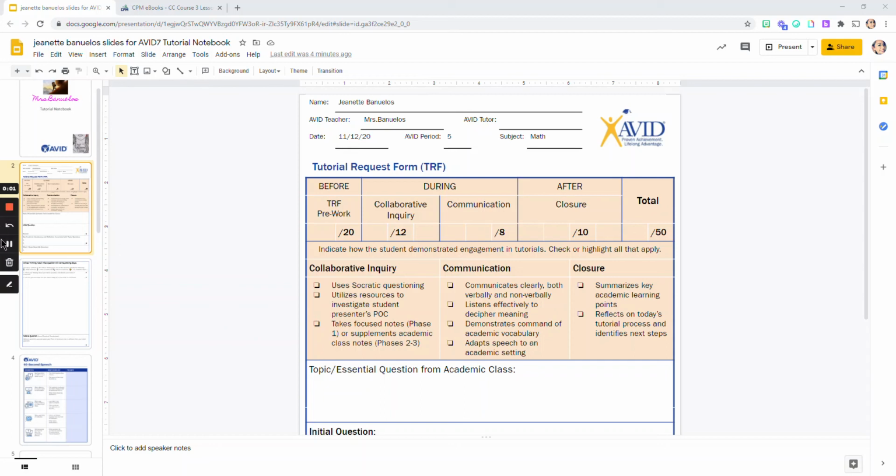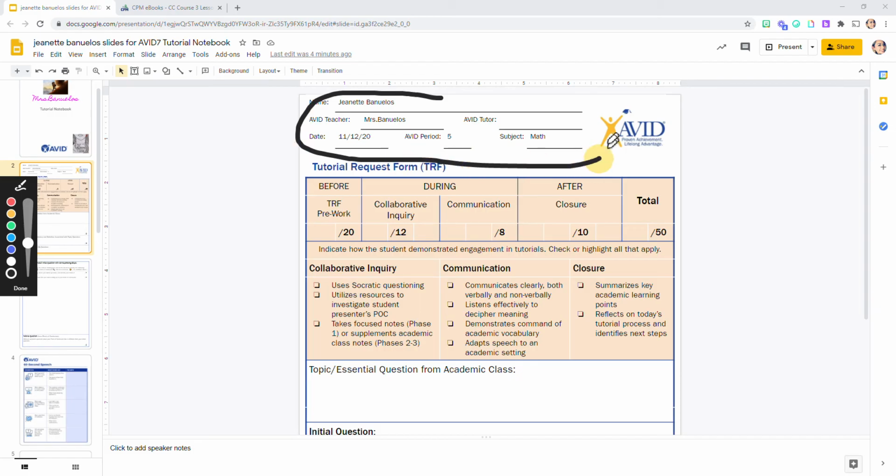Hello, avid students. Today I'm going to go over how to fill out a TRF, a tutorial request form. Up here is where you're going to fill out your first and last name, your avid teacher, the date of tutorials, period, and the subject that you are planning to complete the form on. For this example, I'm going to use math as the subject.